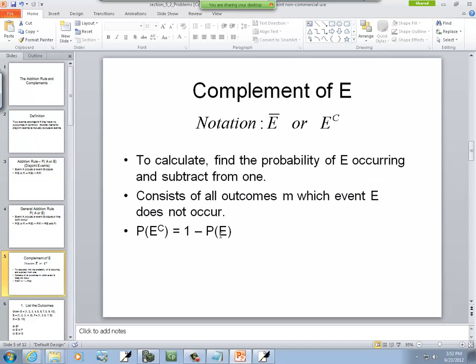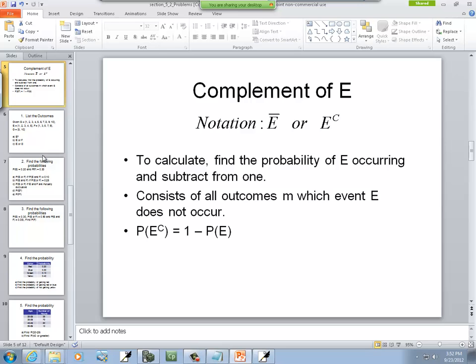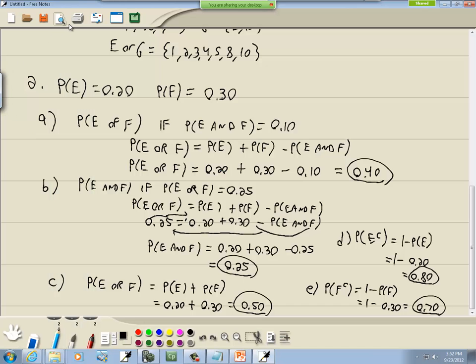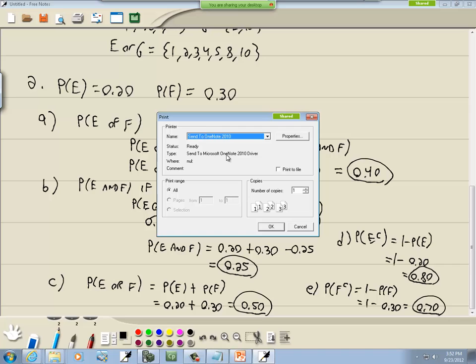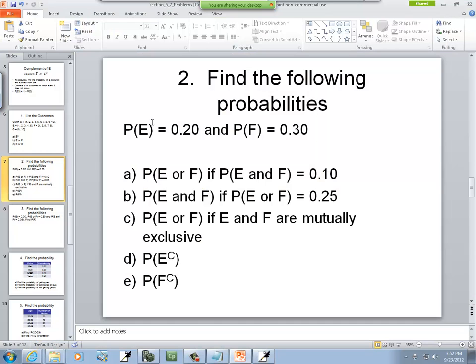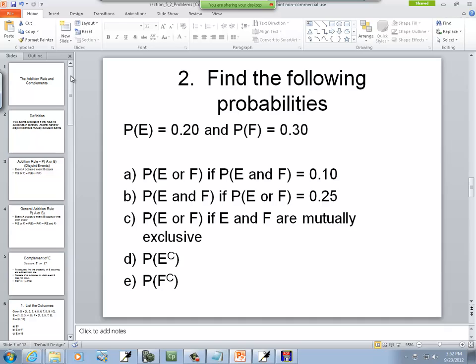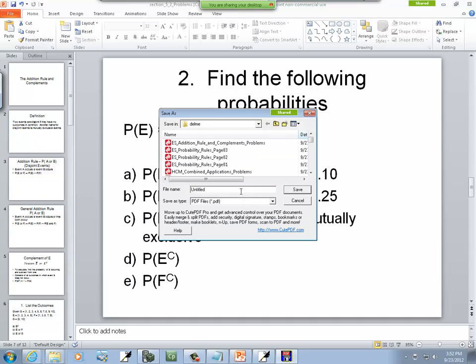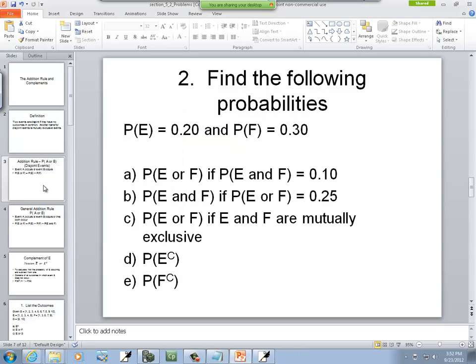And here's our complement of E. I'm going to go ahead and save that. Addition rule and complements. Page 01 PDF. There we go.